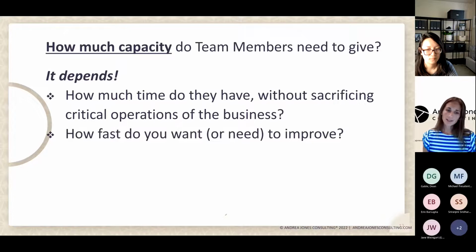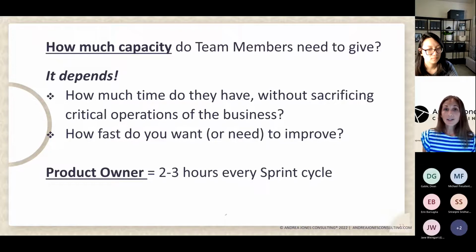And then the other question is, how fast do you want, or how fast do you need whatever it is to be done or to improve? If you have an audit, for example, looming over you, and you have to get something finished by a certain time frame, you might have to sacrifice other things to give people time to do whatever it is. So those are a couple of questions to think about. Here is our generic answer.